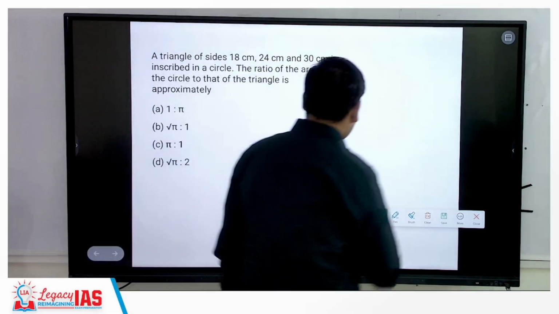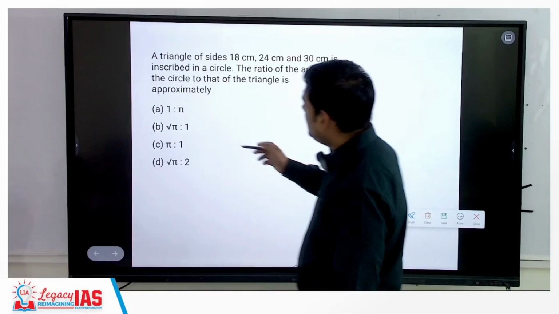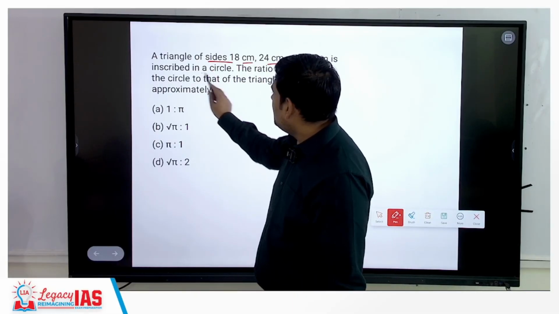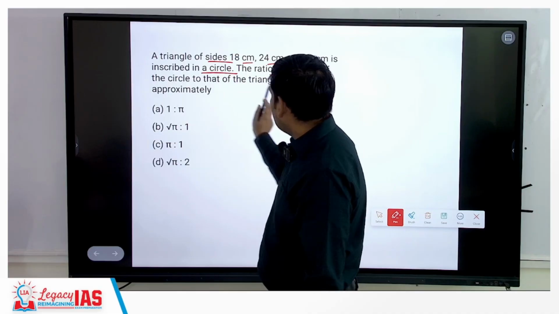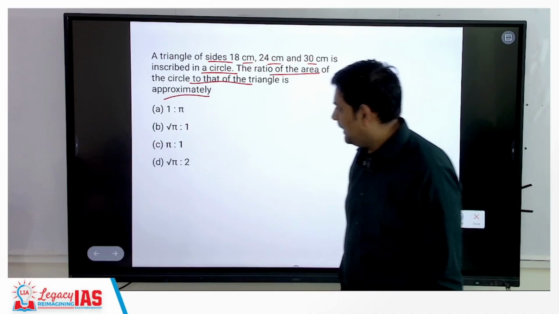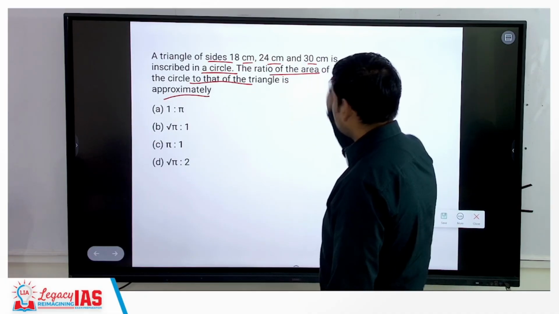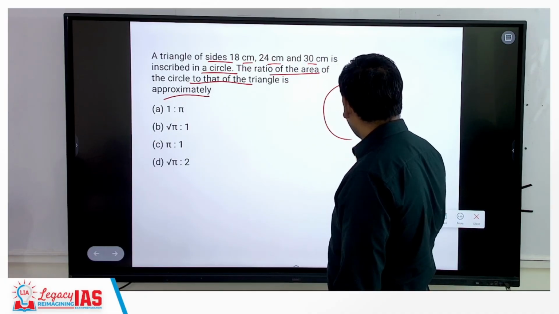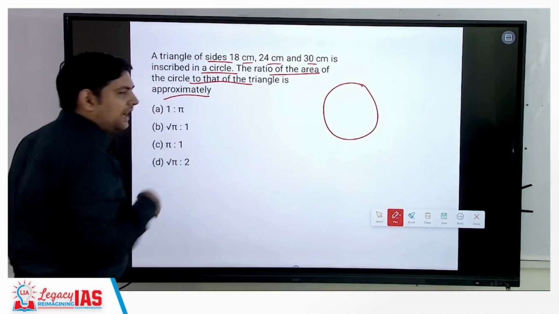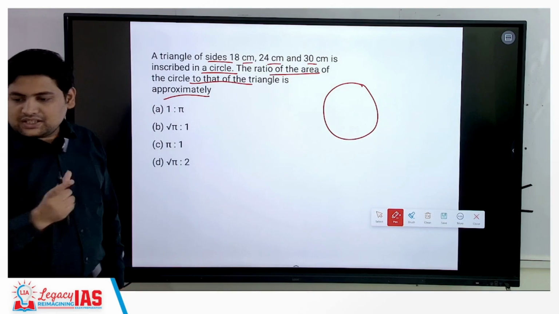Okay, so next question. It says, a triangle of sides 18, 24 and 30 centimeters is inscribed in a circle. The ratio of the area of the circle to that of the triangle is approximately... Okay, see, this is a circle and a triangle is inscribed in a circle. That means the triangle is inside the circle.